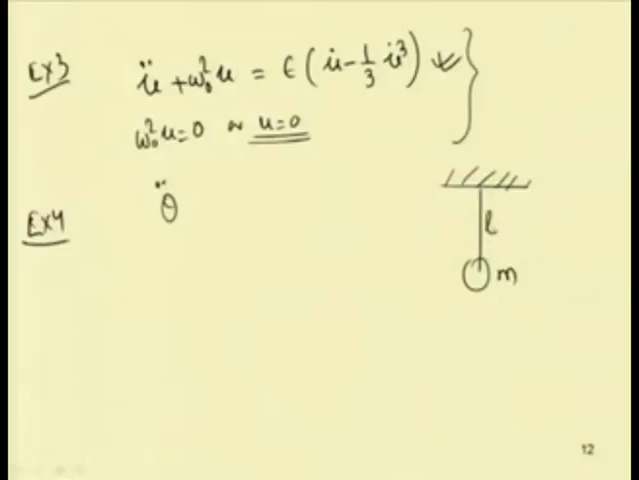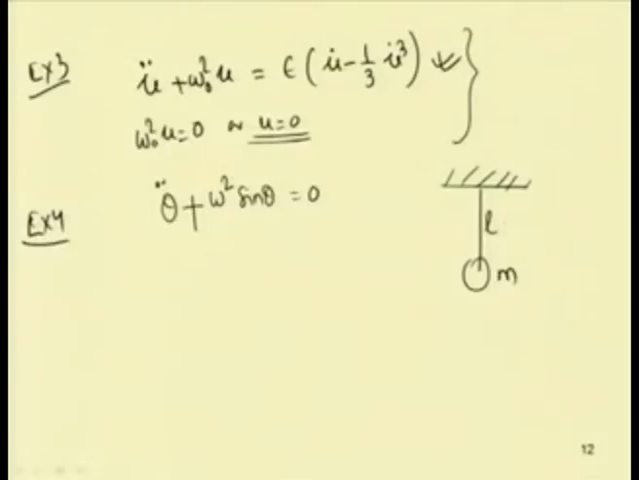So, the equation of motion can be written as theta double dot plus omega square sin theta equal to 0, where omega square equal to g by L. Here g is acceleration due to gravity and L is the length of the simple pendulum.